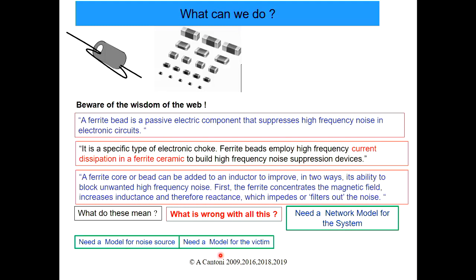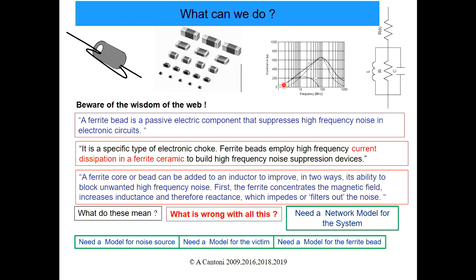So we need a model for the noise source, a model for the victim, and a model for the ferrite bead. An actual model for a real ferrite bead might look something like this. The manufacturer will give you a plot of the impedance versus the frequency. Z may look something like this. Then extracting from that a lumped circuit of ideal circuit elements that could represent that is given by something like this. So also in the project you'll use these models for a real ferrite bead.